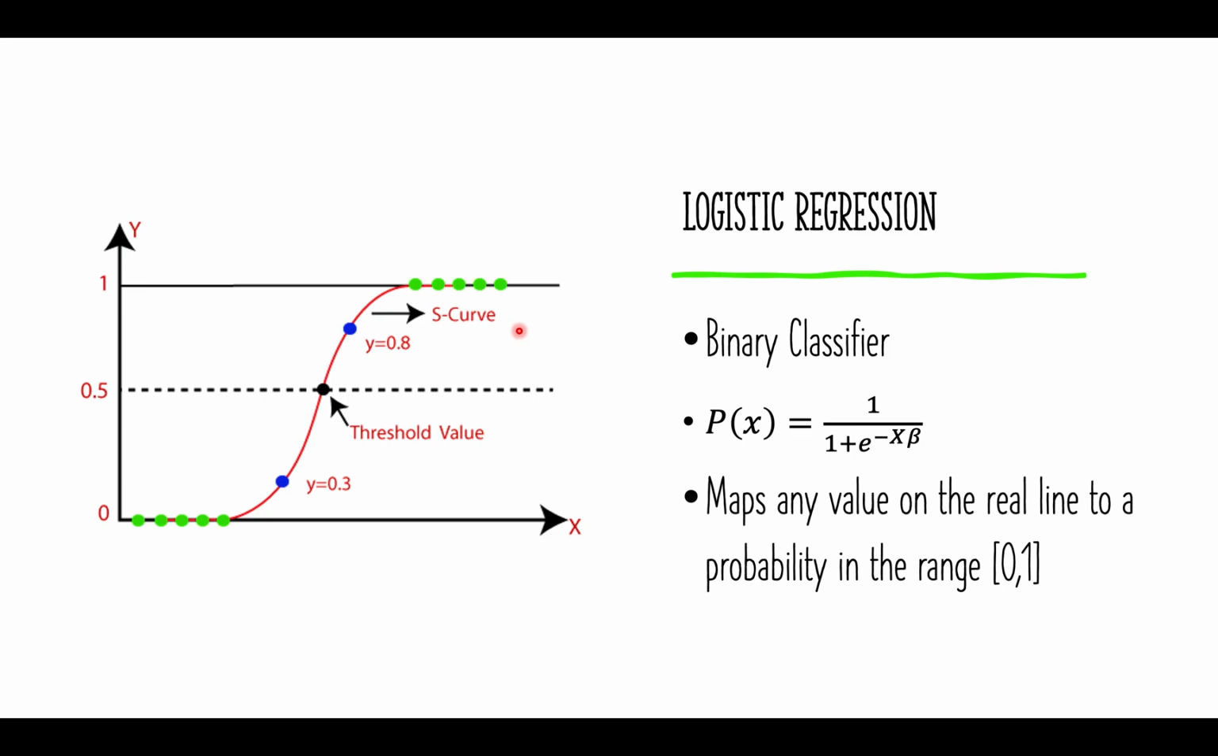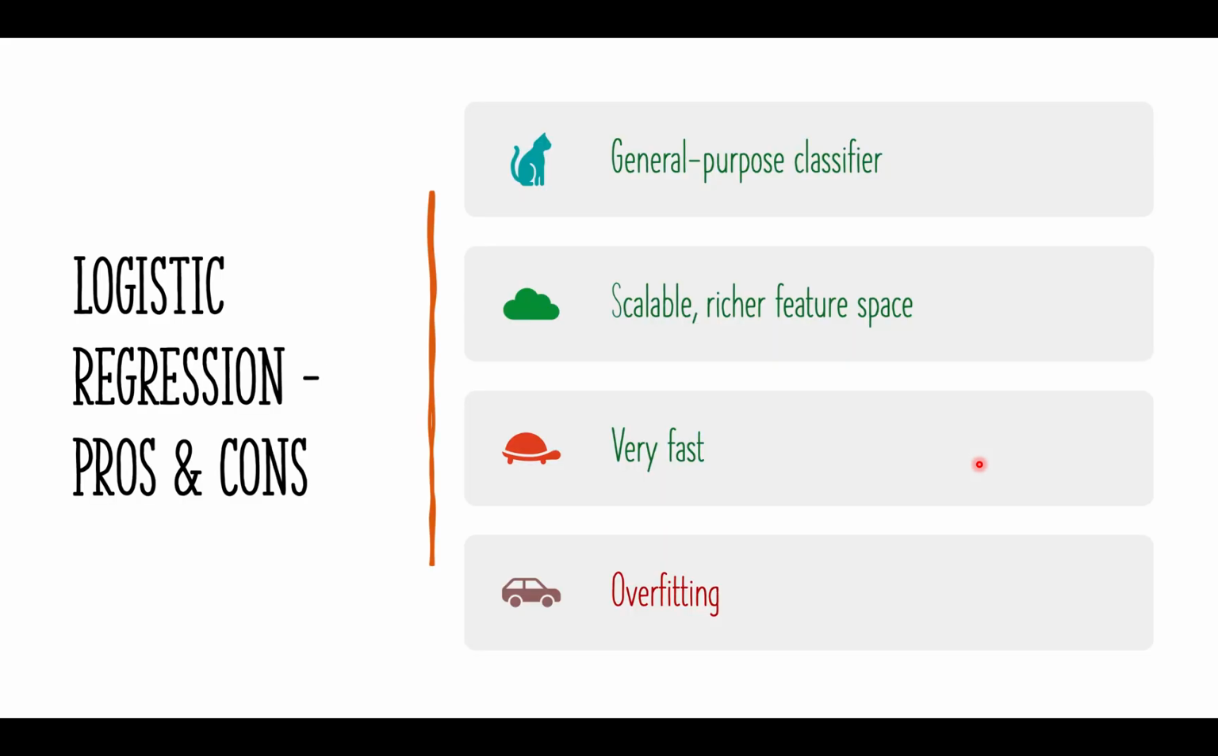So basically, it is a binary classifier, and it has the form you can see here. This is how the probability is calculated, and x is the vector of the features. This logistic function maps any value on the real line to a probability in the range of 0 and 1, and then based on that we can identify to what class our data point belongs.